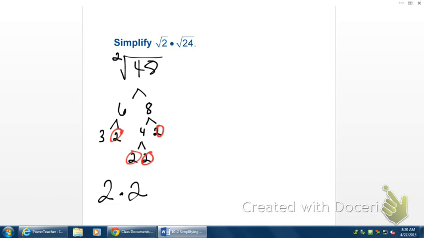Now, what number do I have left? What number's at the end of my root? 3, not 4. 4 branches off into 2 and 2. Be careful with that. So times 3. Now, what happens to the 3? It's in the radical. That 3 stays inside the radical. It doesn't have any pairs. For it to come outside the radical, it has to have pairs. You've got to have a pair of something.